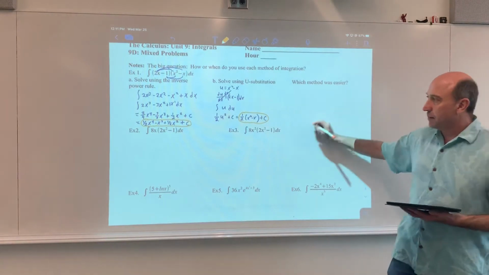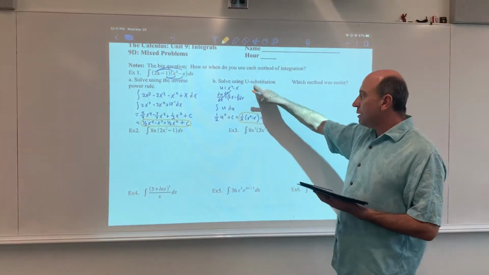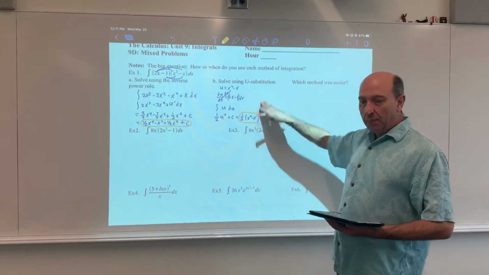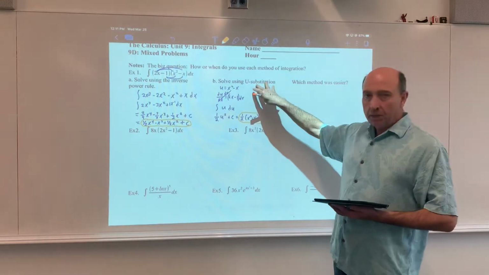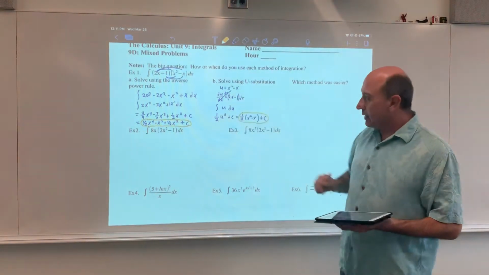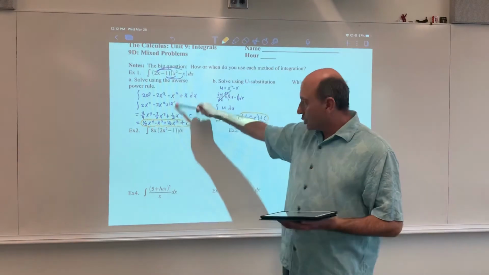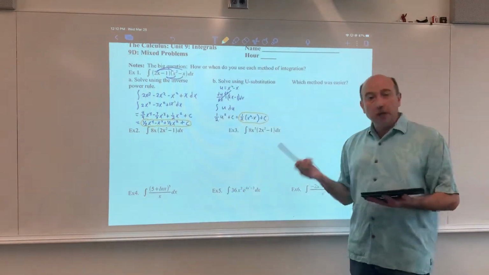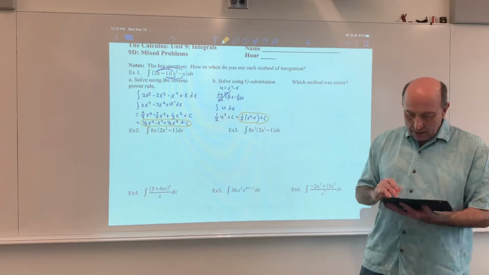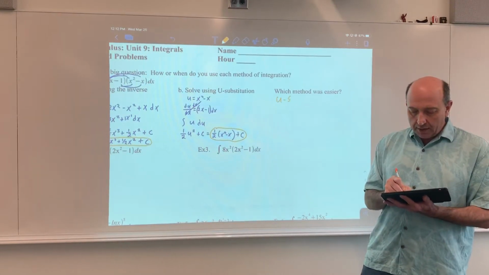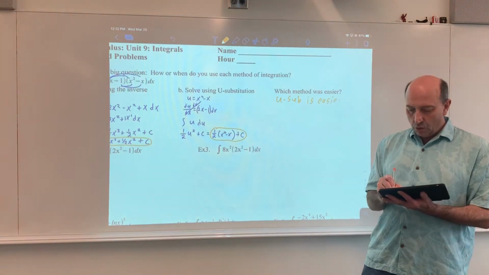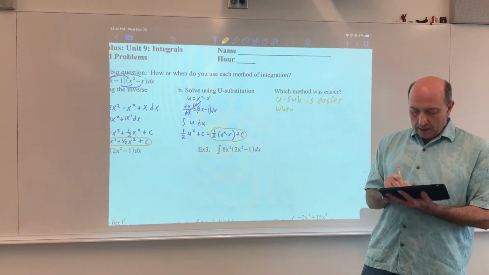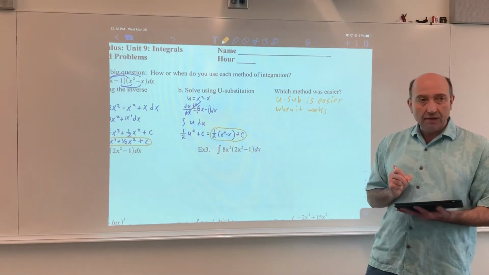Which method was easier? Generally, if U-sub works, it's less steps. Now, some of you might be still not quite getting U-sub, so you think, well, U-sub is harder. Well, no, mathematically it's easier. It's shorter. Now, U-sub in general is a tricky concept, but U-sub is easier if it works. U-sub is easier when it works, and you can usually tell ahead of time if it's going to work.